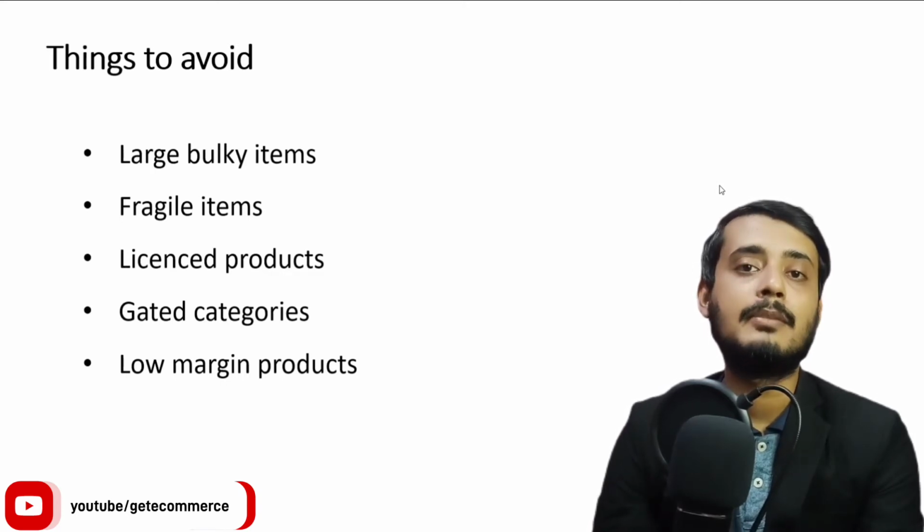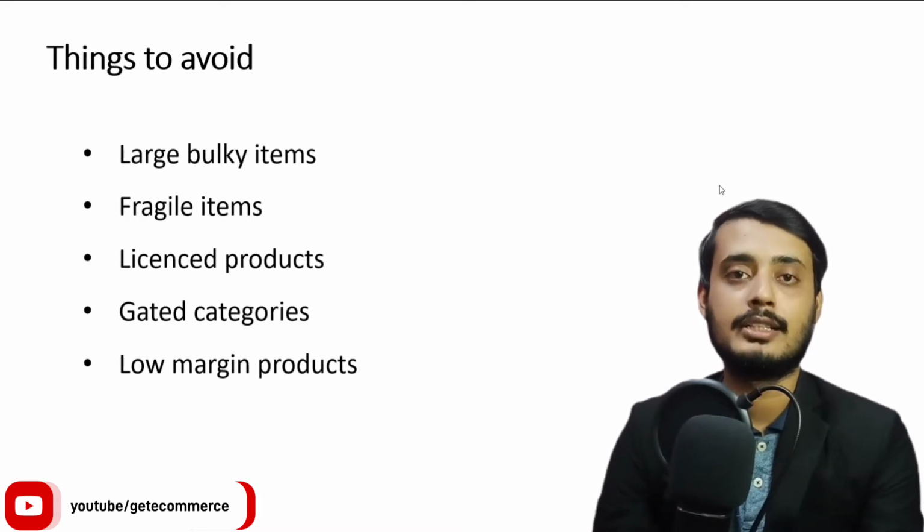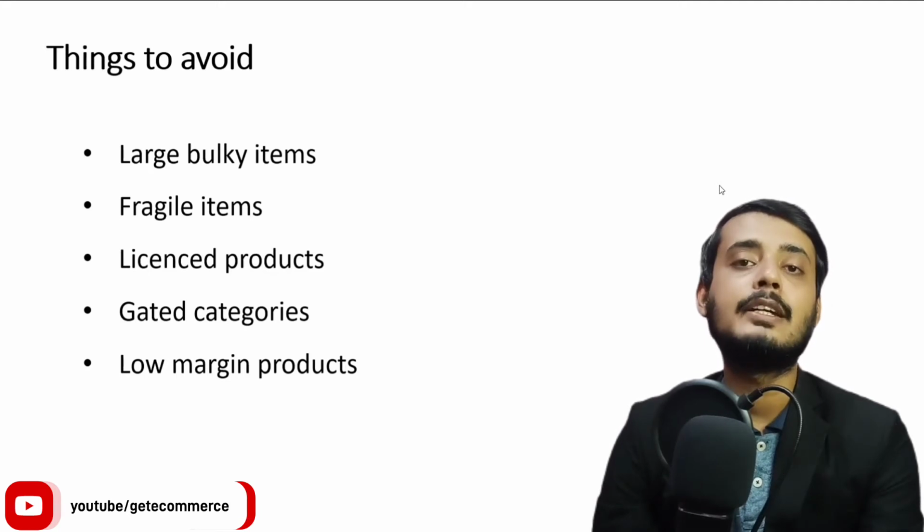For example, light bulbs. Licensed products can be a problem, and by this I mean things like alcohol or medical products. These products will probably require a license to sell, and the number of sellers on the platform is probably restricted. You should also avoid low margin products. Before you purchase any product, work out the margin on the product that you are buying.